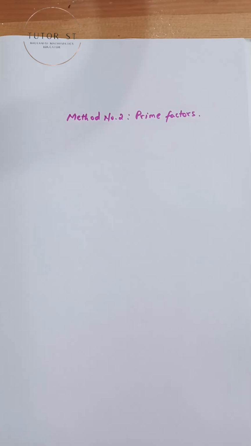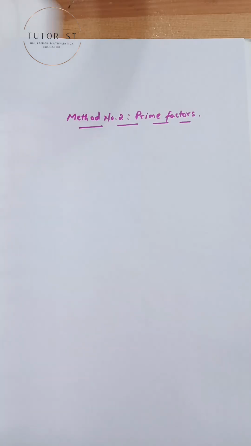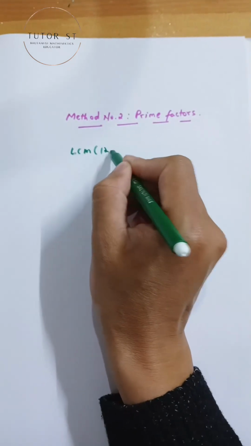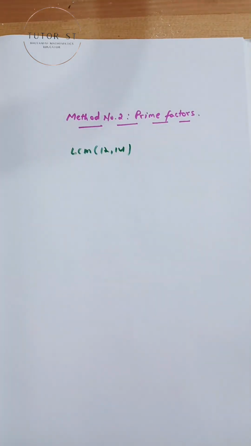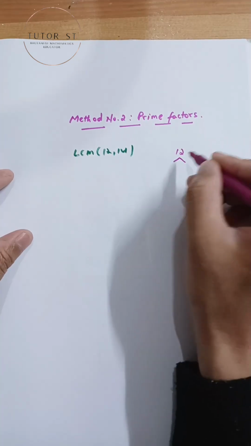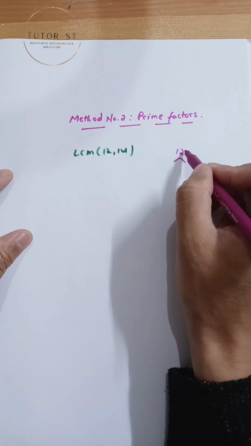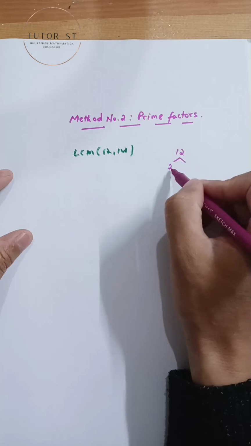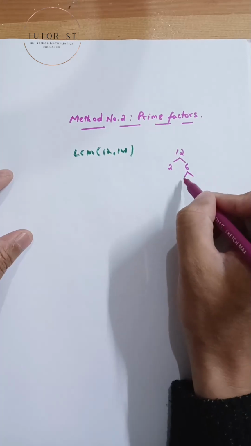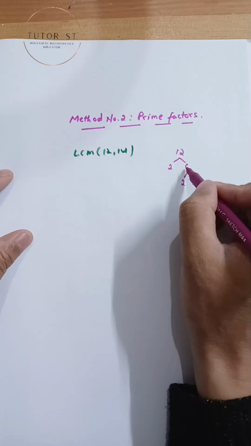Suppose I want to determine the LCM of 12 and 14. First of all, I'm going to list down the prime factors of 12. 12 is an even number because I have an even digit in the ones place, so I can easily divide it by 2. 2 times 6 is going to give you 12. Further, I can break this down, and again 6 is even, so I'm going to multiply 2 times 3, and this will give you 6.